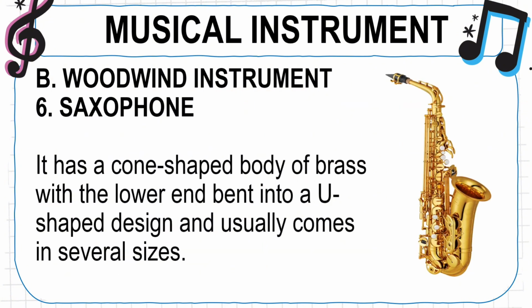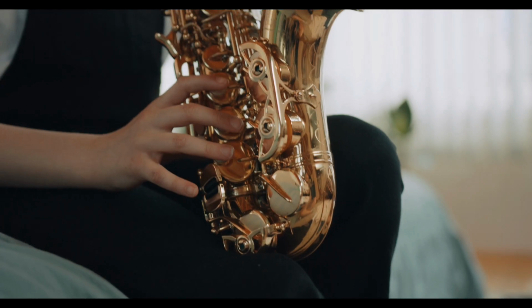And lastly, we have the saxophone. It has a cone-shaped body of brass with the lower end bent into a U-shaped design and usually comes in several sizes.